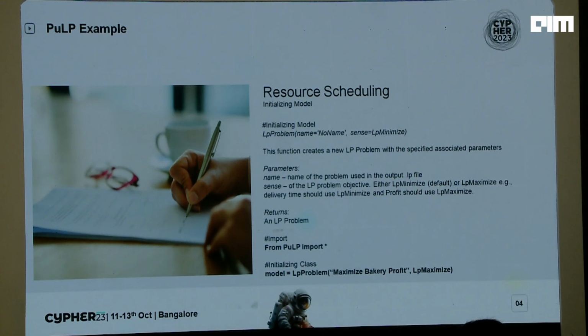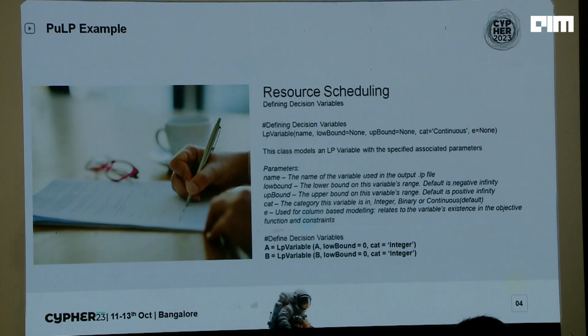That's the whole motto. So we have imported PuLP. This is the whole code. You import PuLP, then you initialize the class. We are just calling it maximizing bakery profit, and we need to maximize the profit, so that's why we are using LpMaximize. That's the crux of it. Then getting into the decision variables, what are my decision variables? The general syntax is you go for LpVariable, you give the lower bound, upper bound, and you define the category, continuous or integer. Here you can just go through these very quickly.